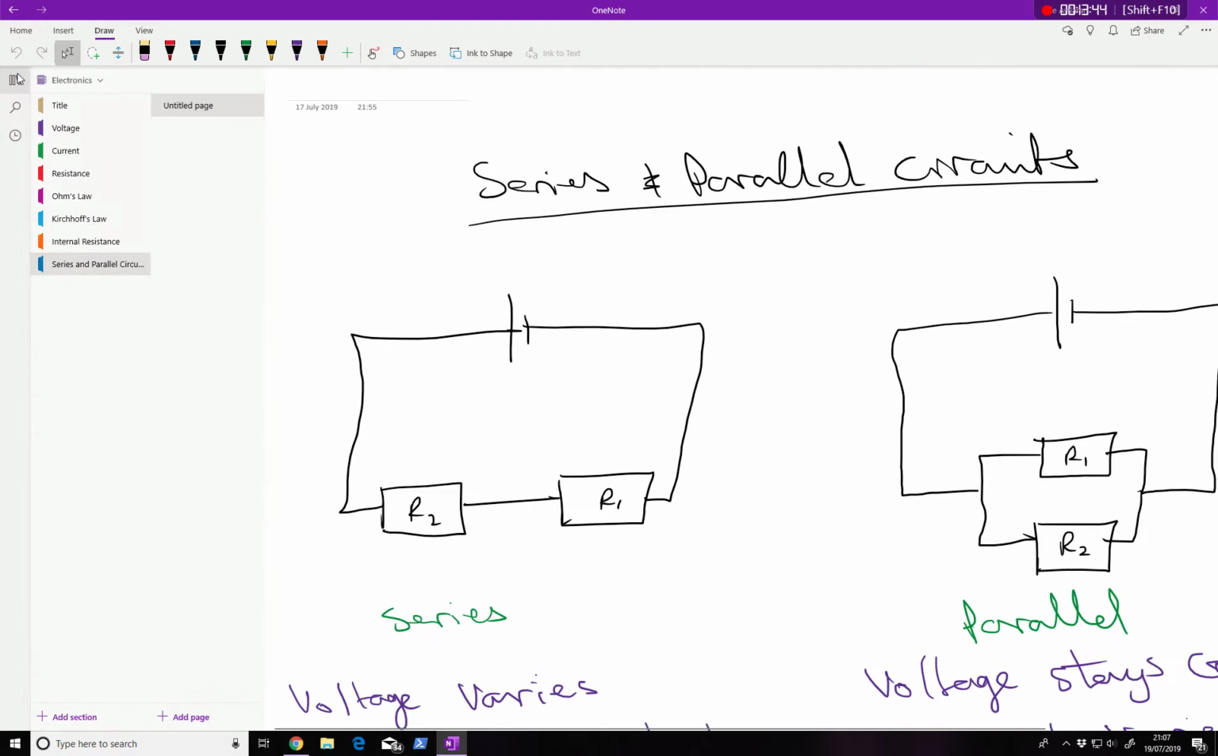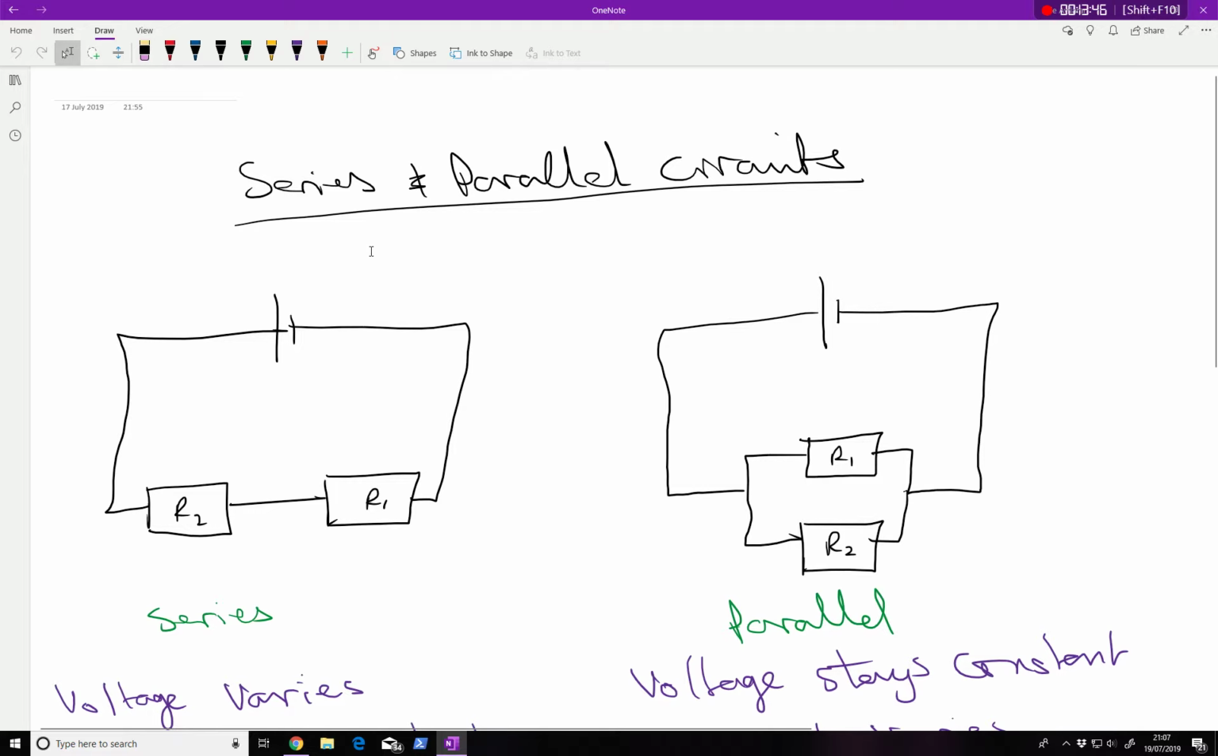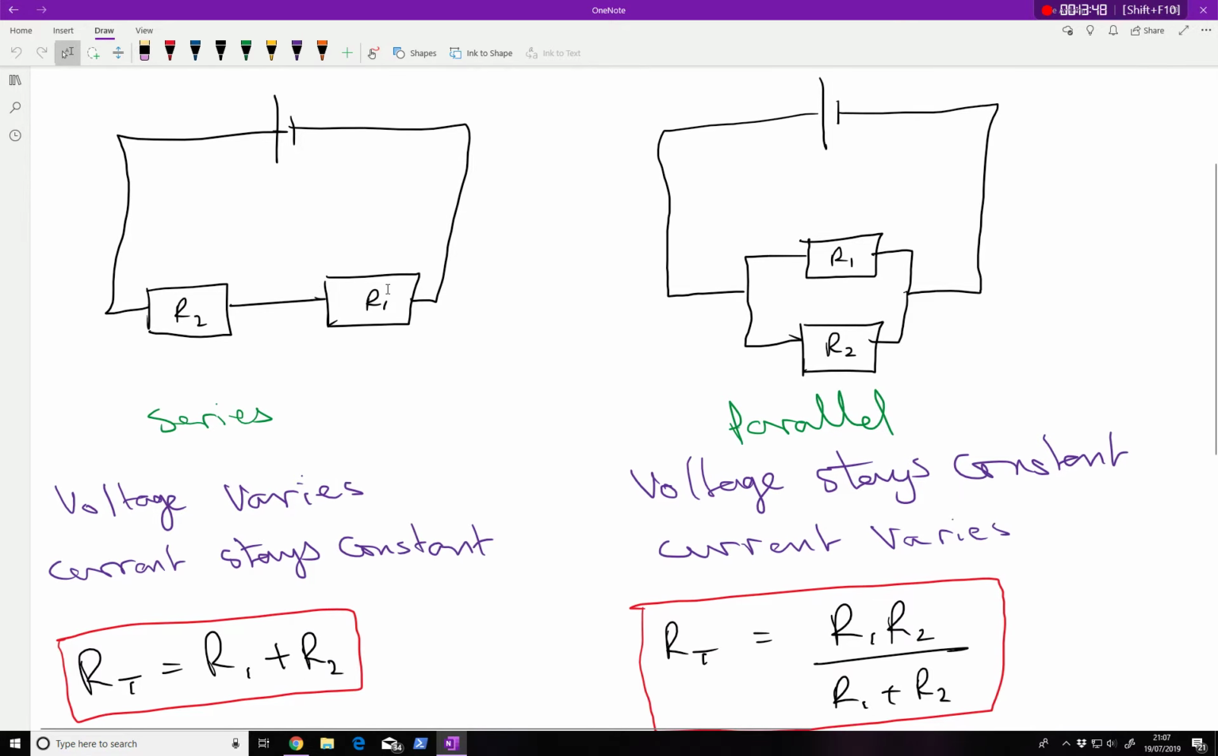Last but not least, series and parallel circuits. In series, you basically have things in a line, just one after the other. And in a series circuit, voltage is dropped across each resistor, so you lose voltage as you go through the circuit. However, the current stays constant. The same current at this point is the same current at that point, is the same current at that point.